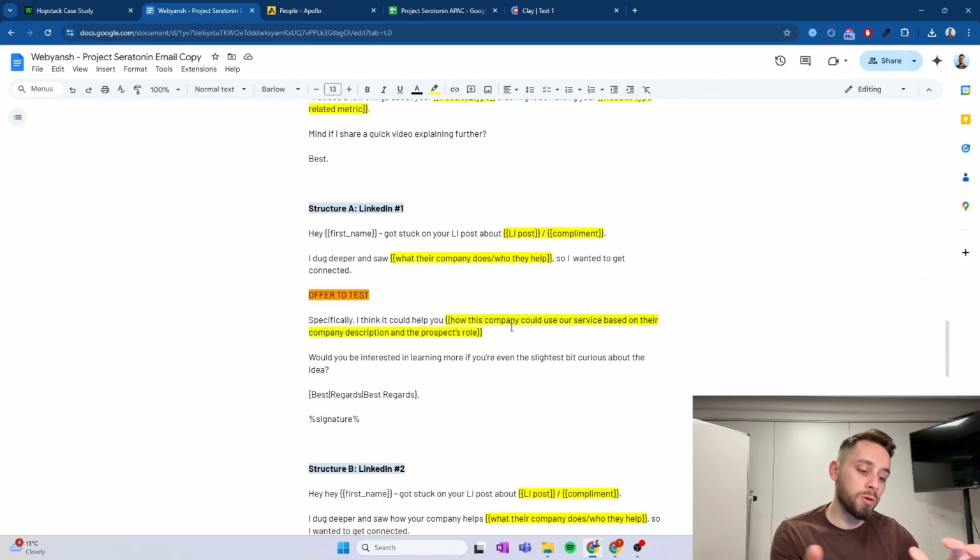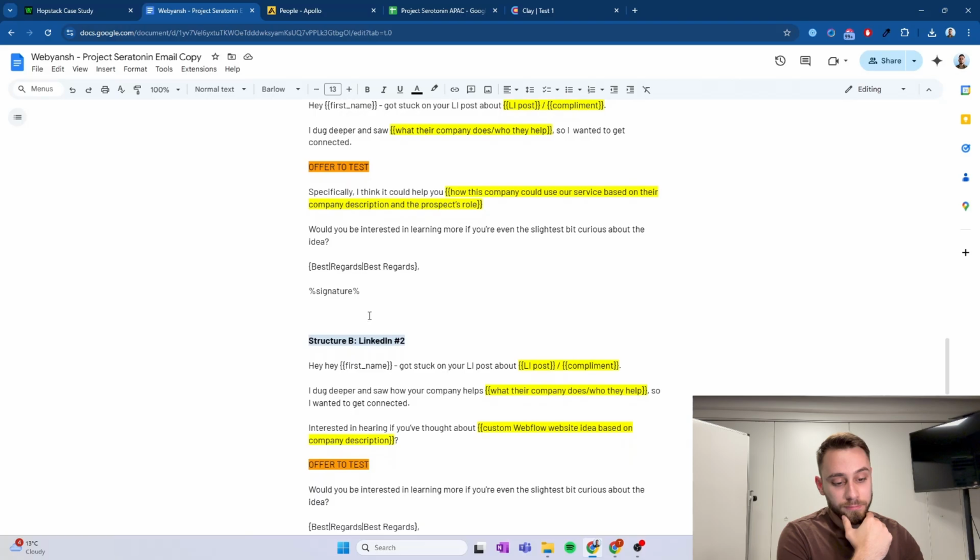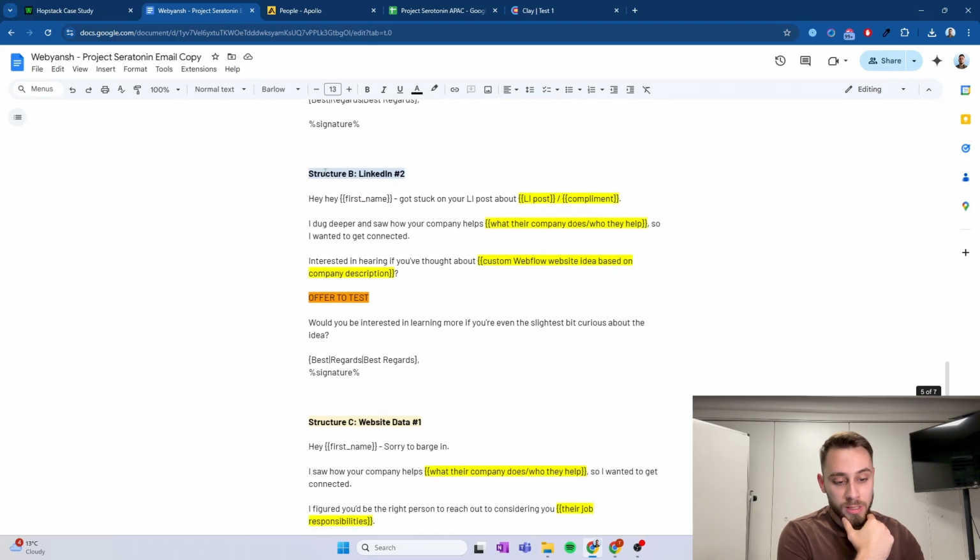And now we're also using Clay to associate our offer with their company's mission and what they're already doing, to present what this change is going to mean for their specific company. "Would you be interested in learning more if you're even the slightest bit curious about the idea?" And then we'll just sign off.